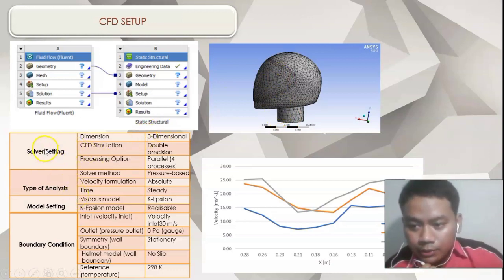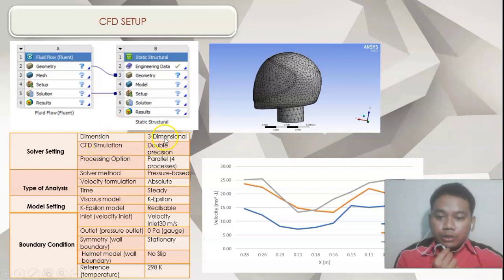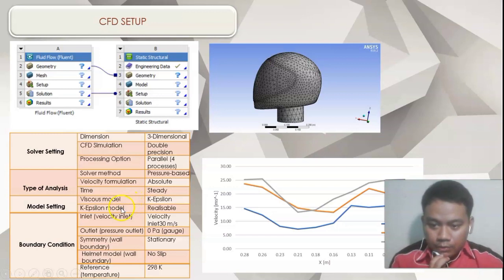And then this is some of the setup: solver setting, type of analysis, model setting, and boundary condition. The dimension used is 3-dimensional CFD, double precision, processing option parallel process, solver method. This study will focus on pressure-based, velocity formulation absolute, time steady, viscous model K epsilon, where this study is in laminar process. Inlet velocity, one of the velocities that we use, is 30 meters per second. Outlet zero pressure, and the helmet must be no slip.